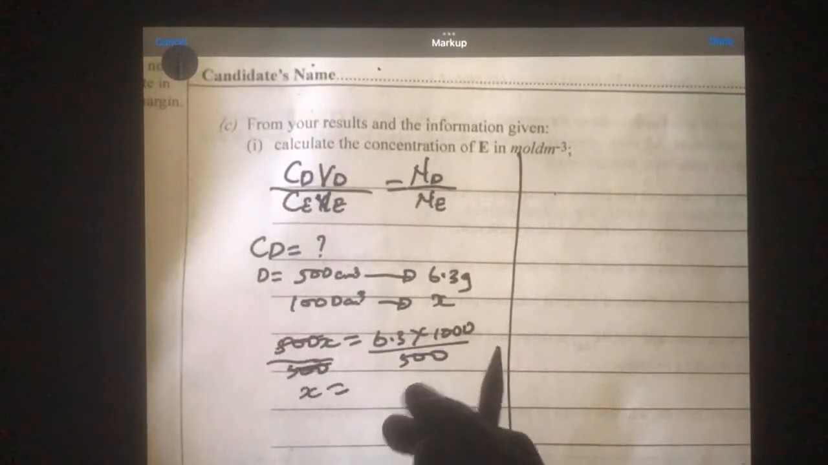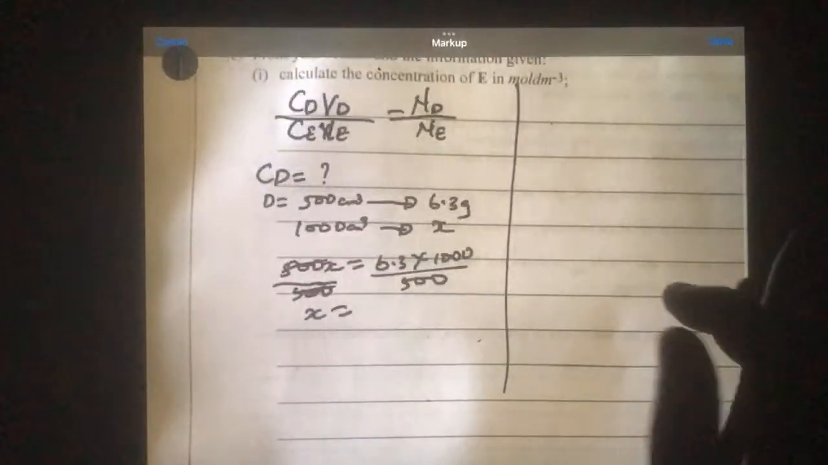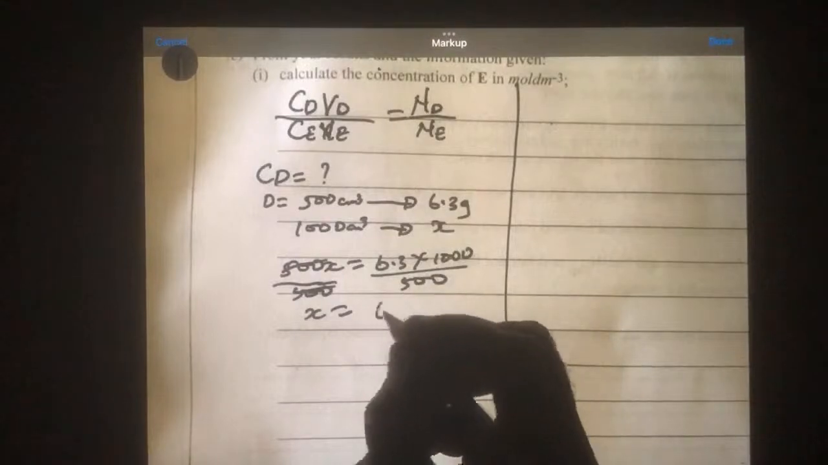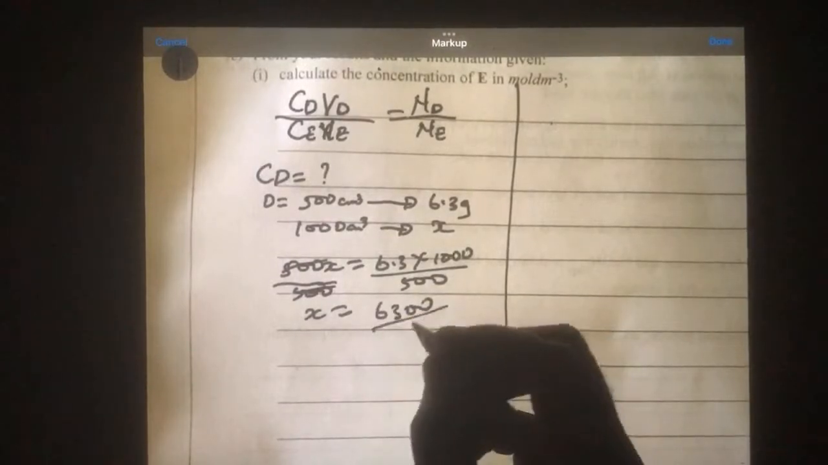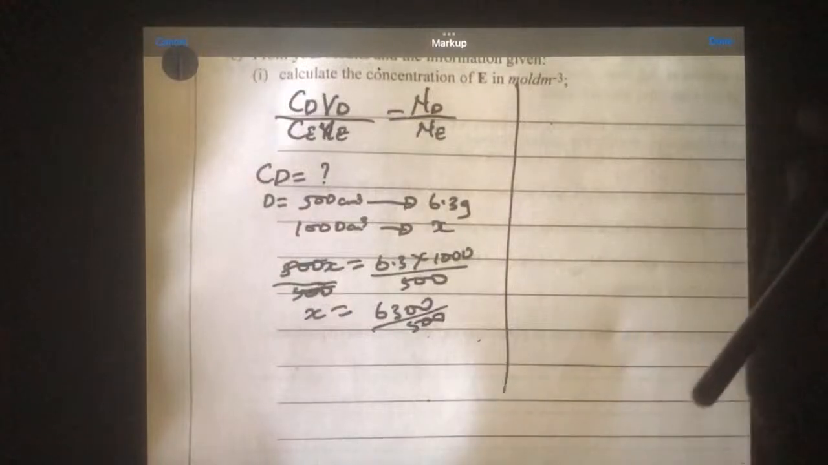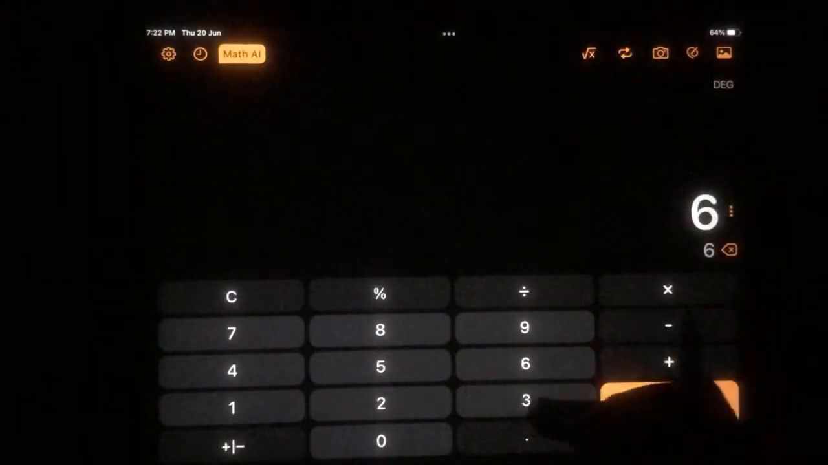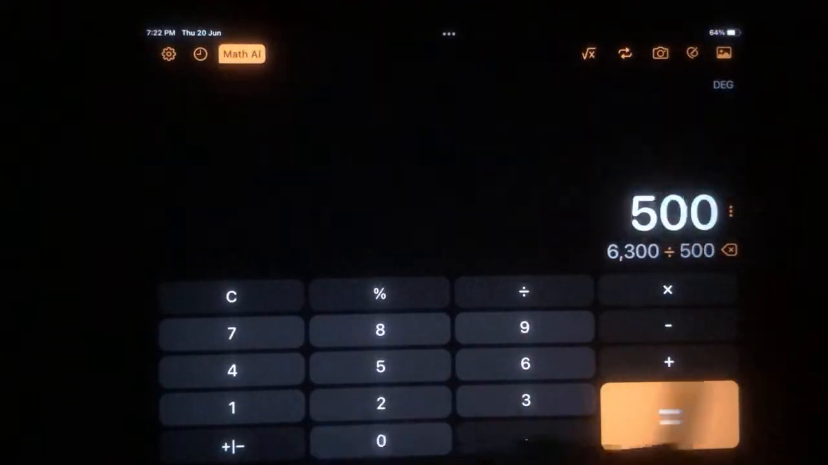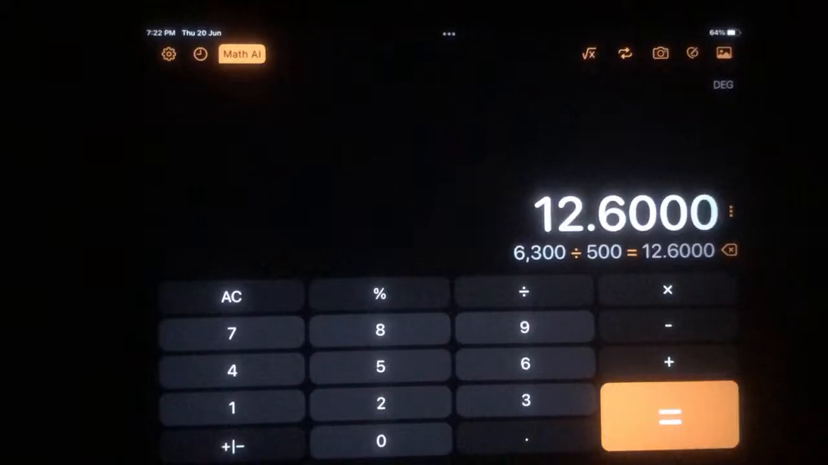So X over here automatically becomes 6.3 times 1000, which should be 6300, if I am correct. Yes, 6300 divided by 500. So from the calculator department, to be sure, this is what I'll be suffering. It is equal to 12.6.